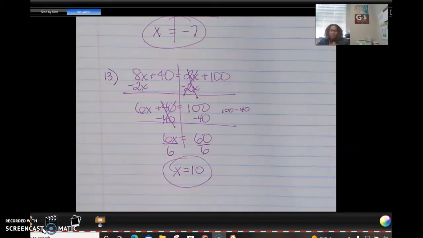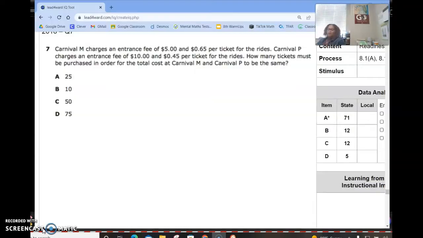Okay, now let's do one that's like on the star. All right, so I'm going over a question that's similar to what you will see on your quiz. This is for studying purposes. It says Carnival M charges an entrance fee of $5.65 per ticket for the rides. Carnival P charges an entrance fee of $10.45 per ticket for the rides. How many tickets must be purchased in order for the total cost at Carnival M and Carnival P to be the same?